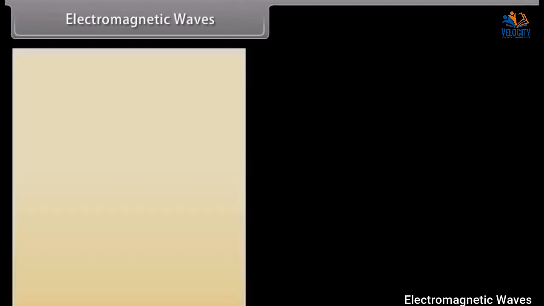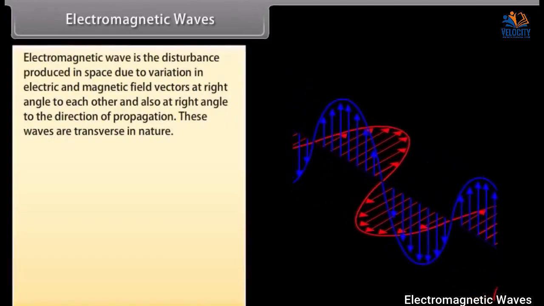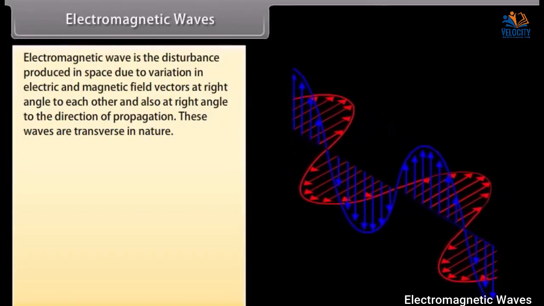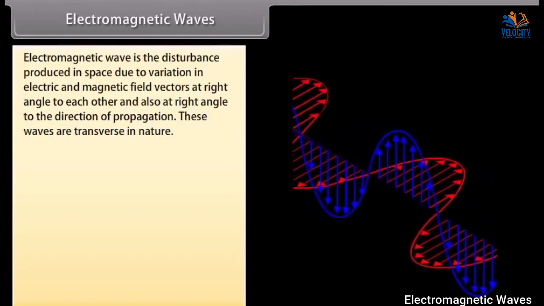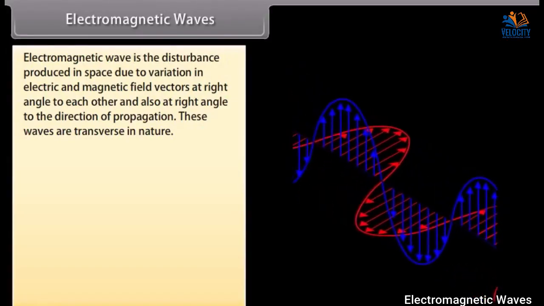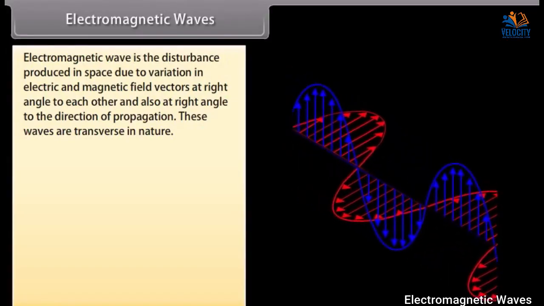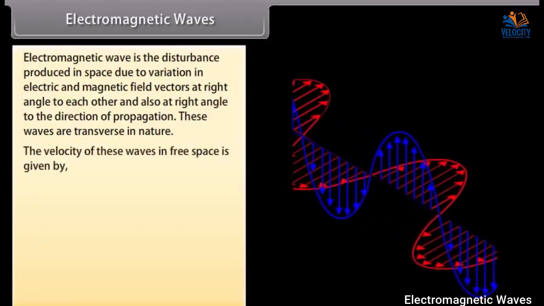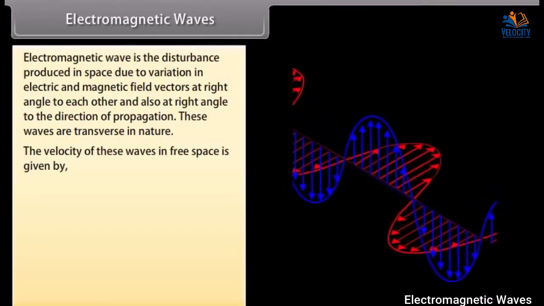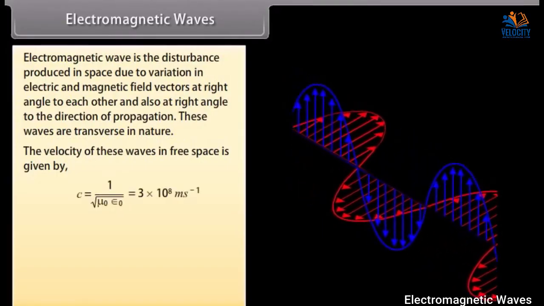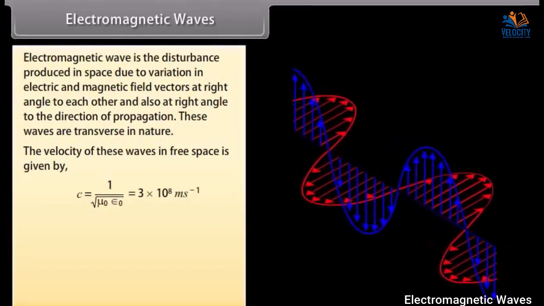Electromagnetic waves. An electromagnetic wave is the disturbance produced in space due to variation in electric and magnetic field vectors at right angles to each other and also at right angles to the direction of propagation. These waves are transverse in nature. The velocity of these waves in free space is equal to the velocity of light, which is equal to 3 into 10 raised to the power 8 meters per second.